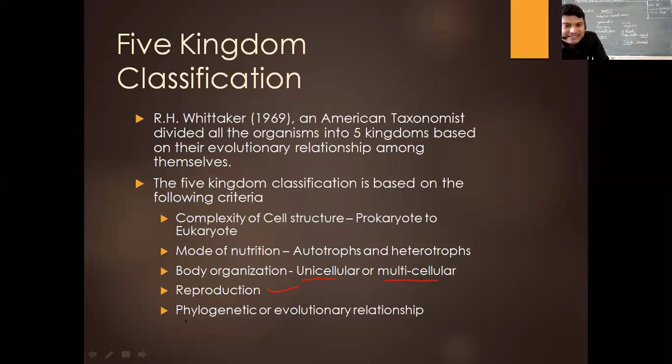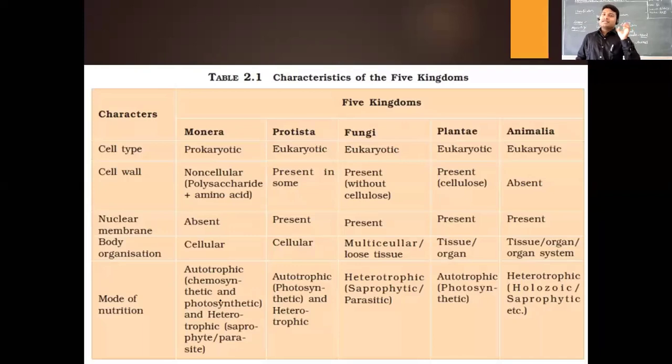And the last one is phylogenetic. What do you mean by phylogenetic? Phylogenetic refers to evolutionary studies. So here the evolution, whether there is an evolutionary relationship between the organisms, yes or no, and if they are phylogenetically closer, if they have evolved at a similar point of time, that was also taken into consideration for the five kingdom classification. And we all know these are the five kingdoms: Monera, Protista, Fungi, Plantae, and Animalia.